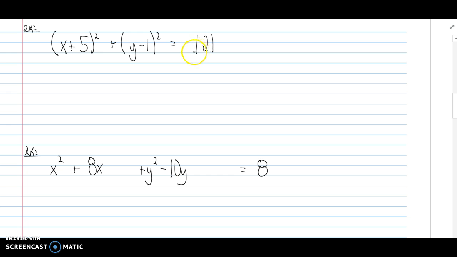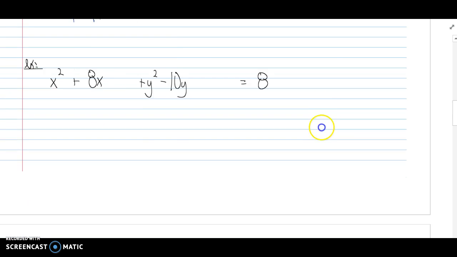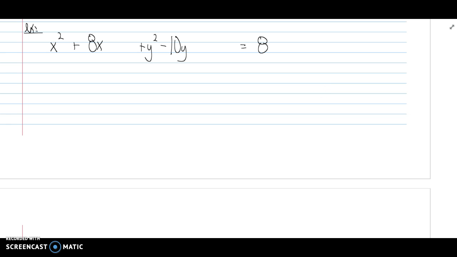Here is an example of a circle that is in standard form. Again, there's just coefficients of 1 in front of these. It's a plus sign. So I can tell directly from here that the center is -5 comma 1, and the radius is the square root of 121, which is 11. Now the second one I know is a circle as well.